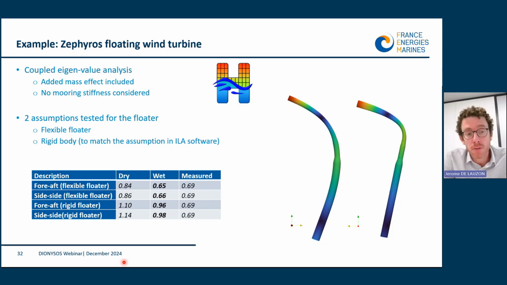And if you compare this with the rigid body assumption, so the 2 last lines, you see, of course, a lower frequency compared to the rigid floater assumption. And so you see that both aspects, of course, are necessary if you want to match what is measured. If you do a rigid floater assumption, you will be too high. And if you don't take into account the added mass, you'll be too high as well.